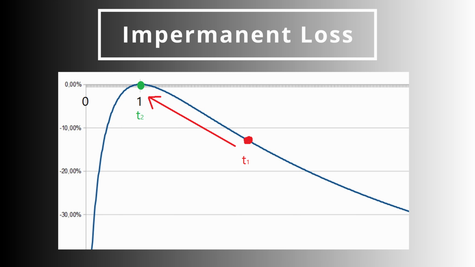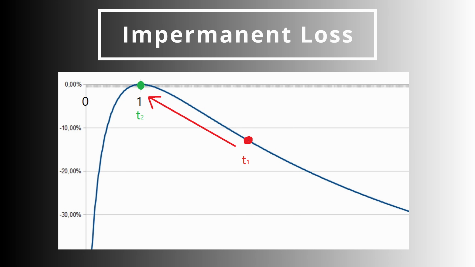Now you might wonder if there is also something called an impermanent gain. Unfortunately, there will never be an impermanent gain. The more the relative price between the two pooled assets changes, the larger the impermanent loss will be, as illustrated in this graphic. The best case would be that the relative price between the assets does not change at all, then the impermanent loss would be zero.